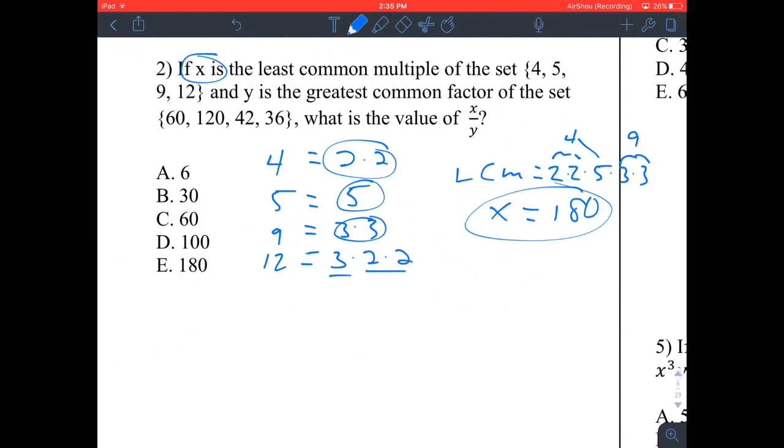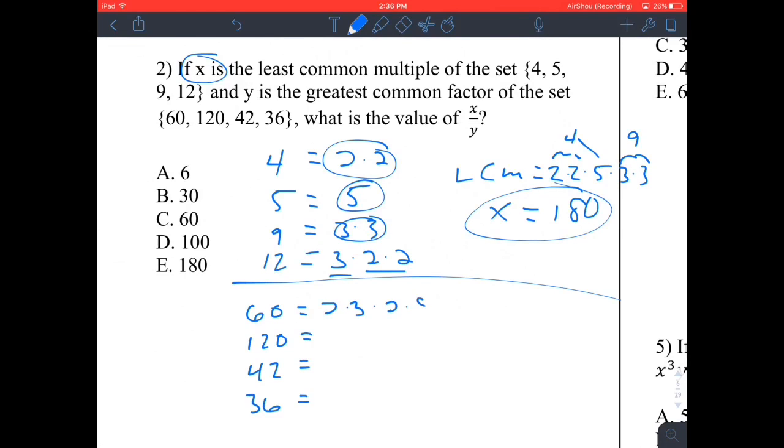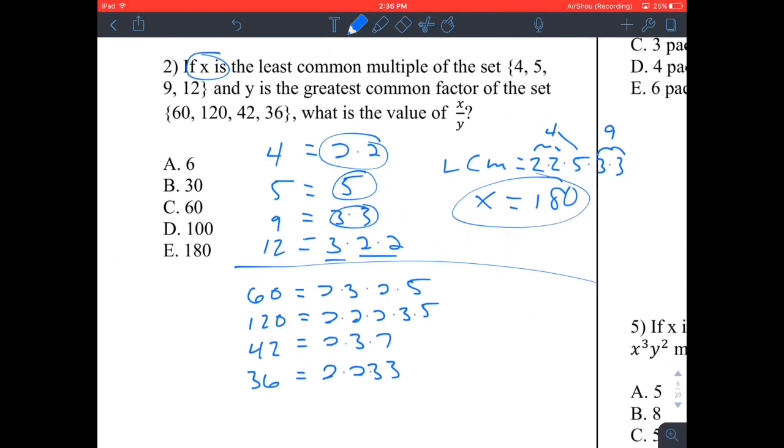We're supposed to find the greatest common factor of 60, 120, 42, and 36. 60 would break down to 2 times 3 times 2 times 5. 120 is going to break down to 2 times 2 times 2 times 3 times 5. 42 is 2 times 3 times 7. And 36 is 2 times 2 times 3 times 3.